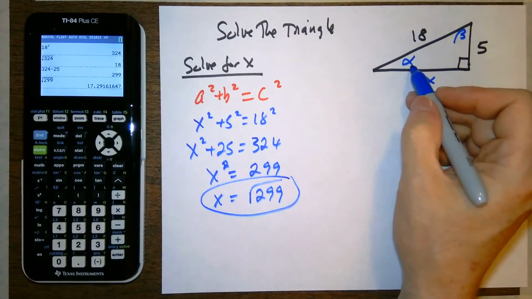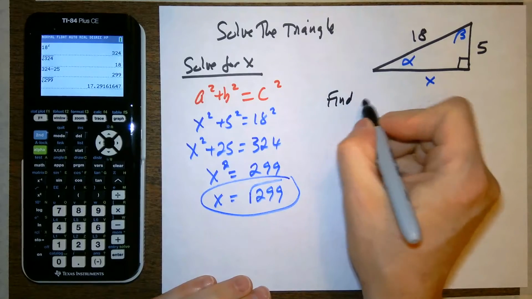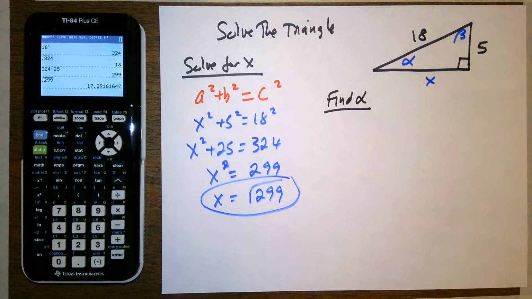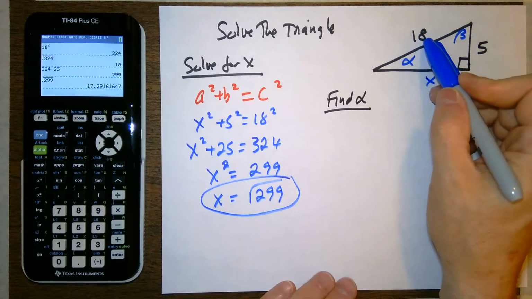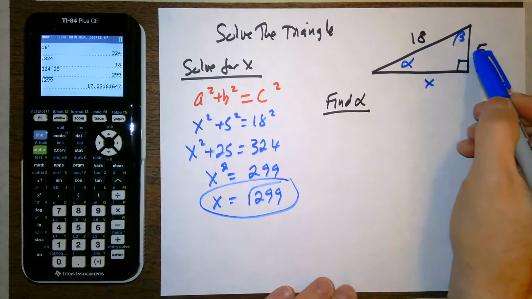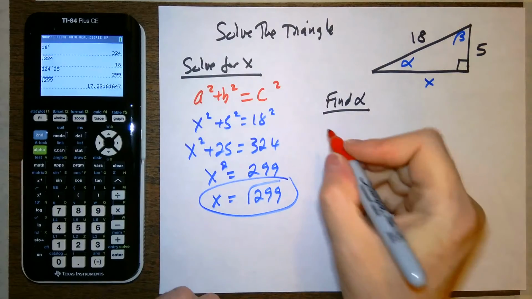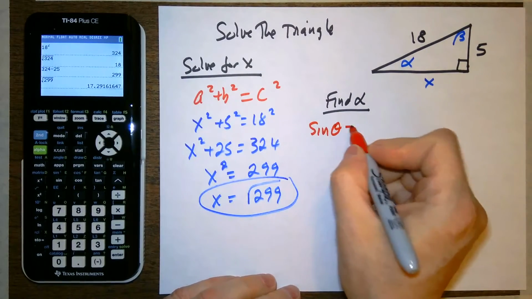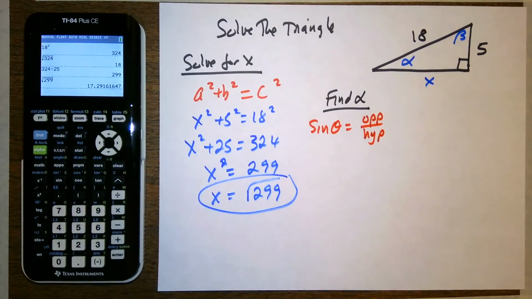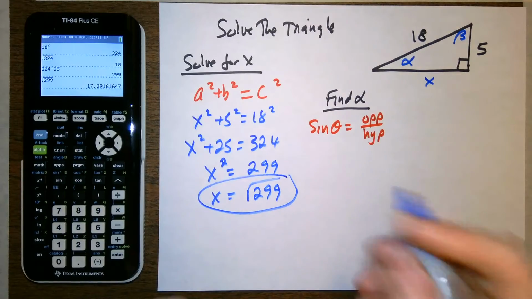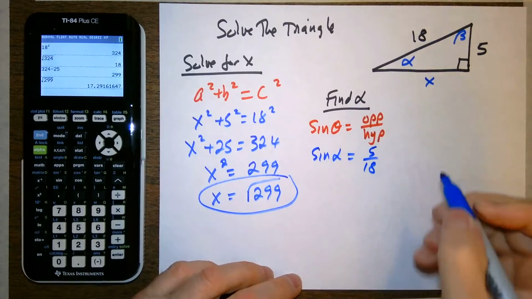So now let's find the different angles here. Next, let's solve for alpha. I know this angle, and I know the opposite side and the hypotenuse. What ratio uses angle, opposite, and hypotenuse? This is sine. This is a sine problem. Start by writing down my identity. The sine of any angle is the ratio of the opposite side over the hypotenuse. Substituting in, the sine of alpha is 5 over 18.